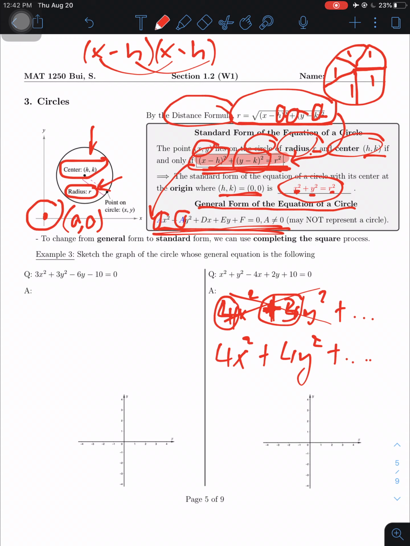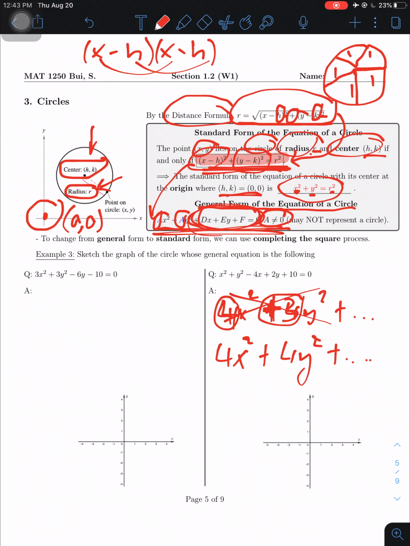And a special thing in here is that a has to be different than 0. Because if a is really 0, then we're not going to have an x squared or a y squared, and we're just going to have the second part, which is dx, ey, and an f, right? So that's pretty much a linear equation. It's not going to be a circle at all.